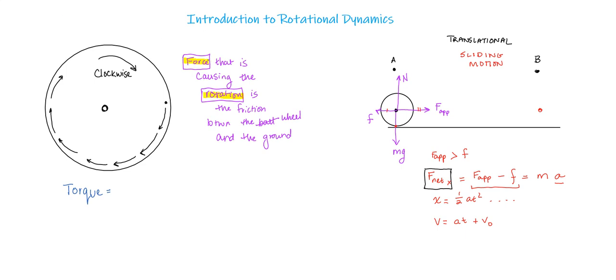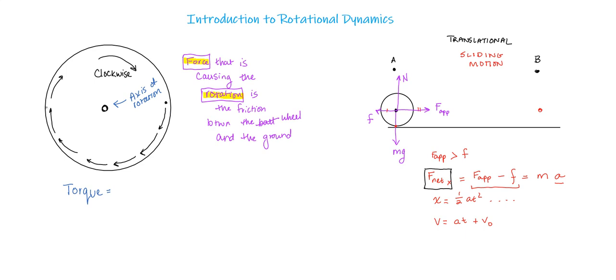Now, technically, there's an additional part to the definition: it's the ability of a force to cause a rotation around some axis of rotation. Over here, the axle or the center of the wheel is what we call the axis of rotation. The axis of rotation is an important point that we have to highlight.